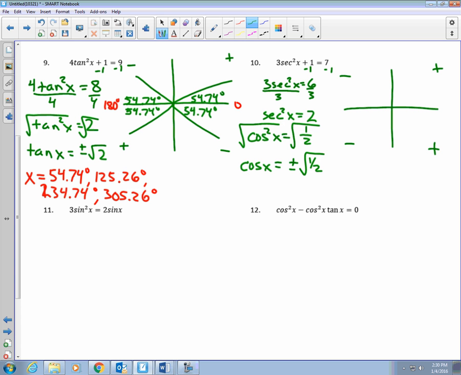2 and 3. So I have 4 spots total. 2 where it's positive, 2 where it's negative. So I will cosine inverse the square root of 1/2.